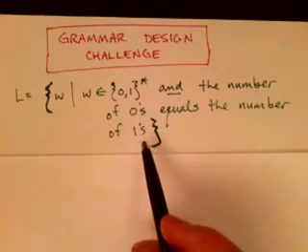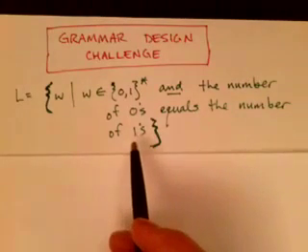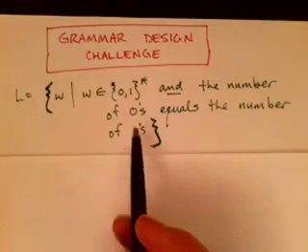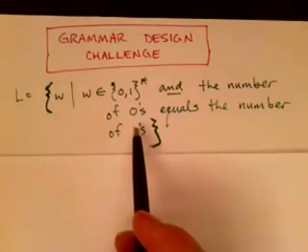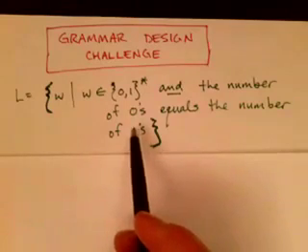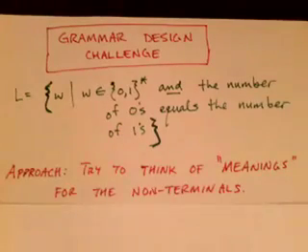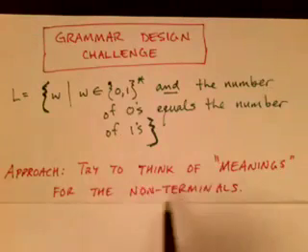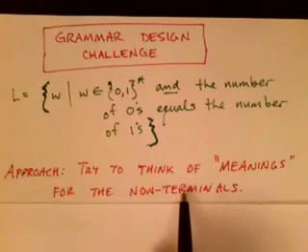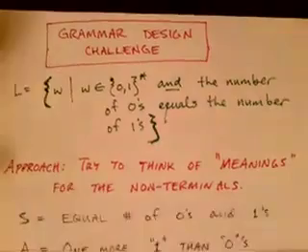Okay, so you might want to stop the video right now and give this some thought. Can you design a grammar that will accept the set of strings of zeros and ones where there's an equal number of zeros and ones in the string in any order? One approach you might try is to think of meanings for the non-terminals. What does each non-terminal mean? Or what are some possible meanings that you might want for this grammar?